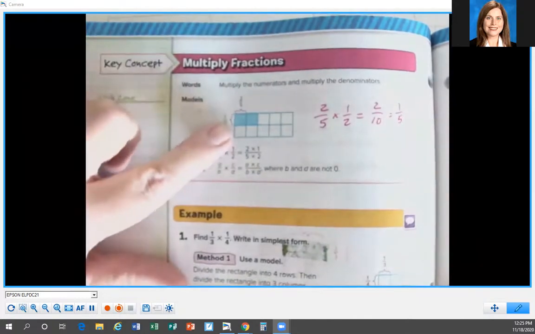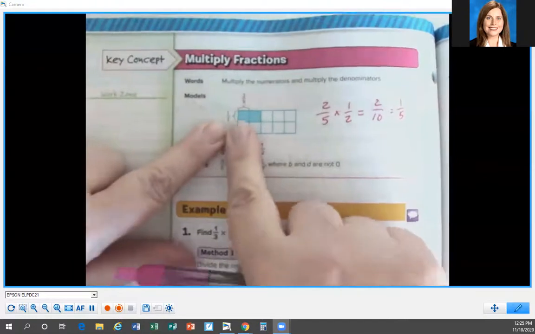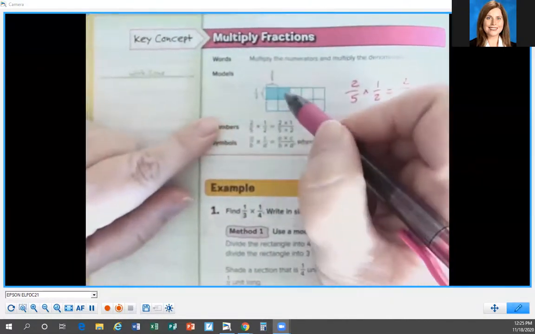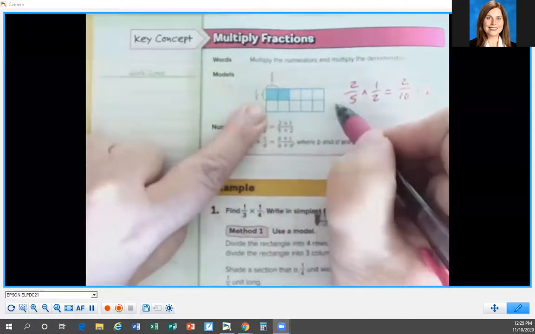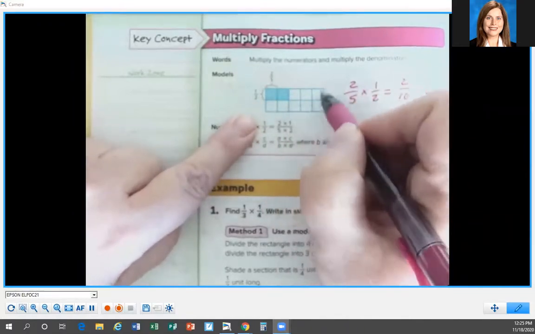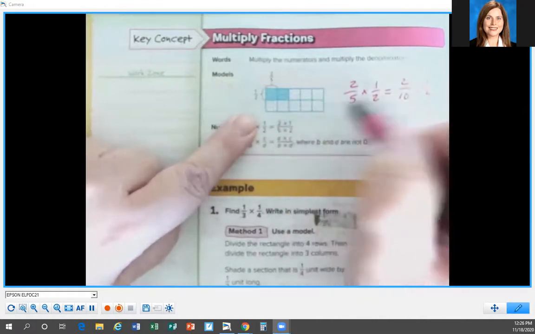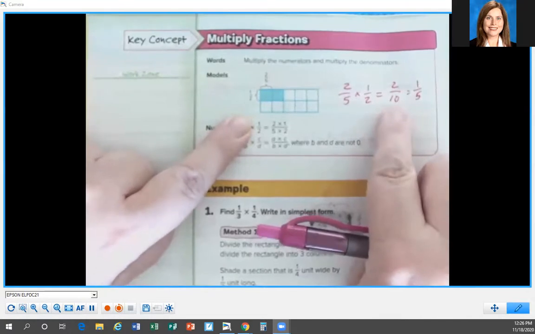In our area model, and they shaded theirs a little differently. They just kind of drew that, they didn't do the whole shading. I like to shade the whole thing and see which part gets shaded both times. So 1/2, so first of all, the rectangle got divided into halves lengthwise. And then fifths, it got divided into fifths vertically. 1, 2, 3, 4, 5 columns, 2 rows. So altogether, we had 10 pieces. And that's our denominator before we simplified it.